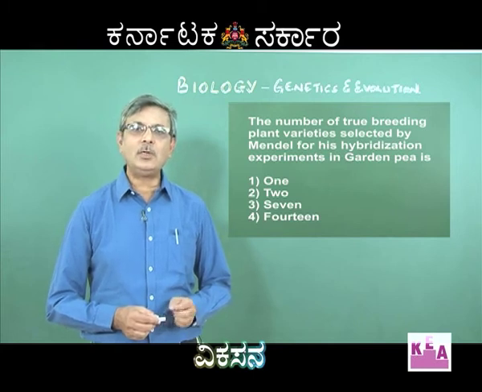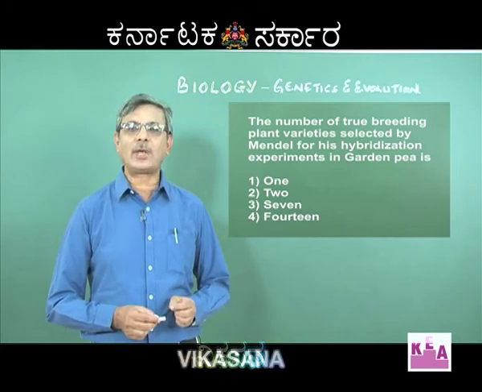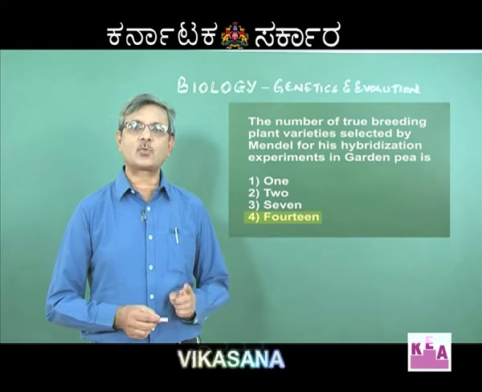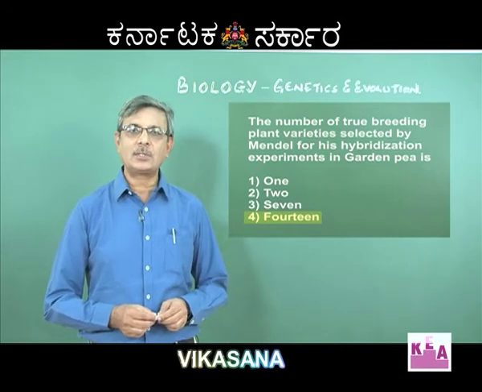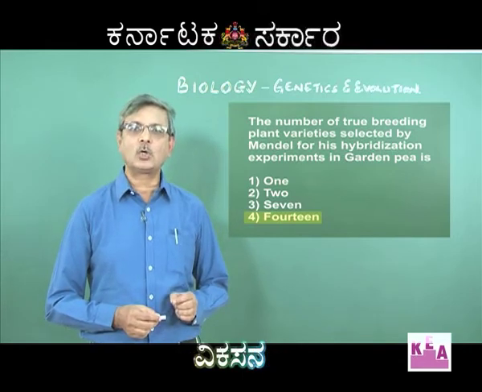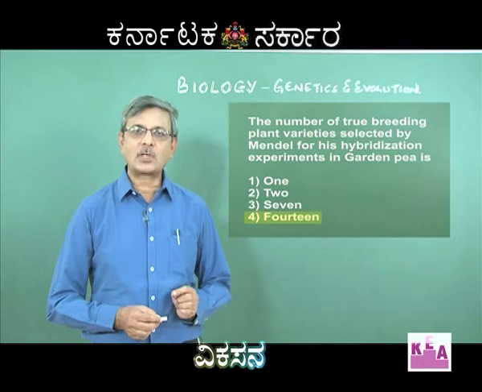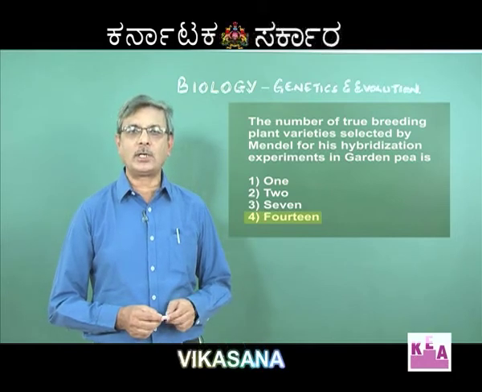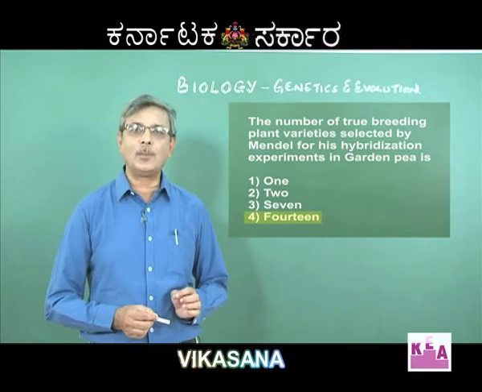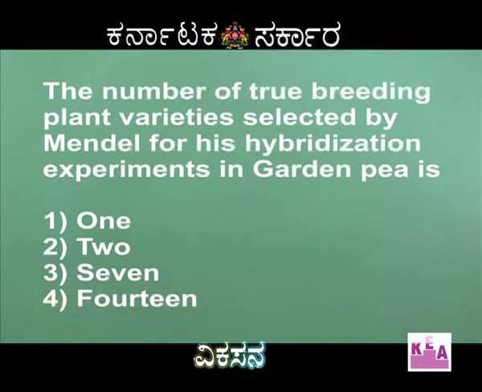That means he used 14 plant varieties. So the answer must be option 4, 14, because 7 characters, each with a pair of contrasting features. That means if you take height as one character, there are 2 varieties, one is a pure tall variety and the other is a pure dwarf variety. In this way, for 7 characters, each with 2 varieties, 2 into 7, that is 14 varieties of pure breeding plants.